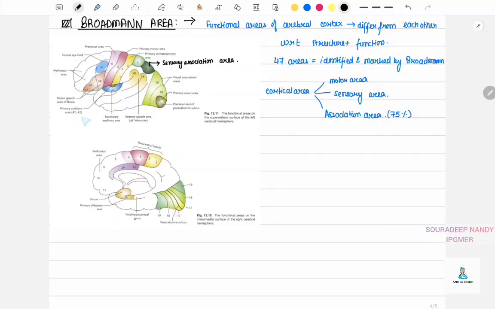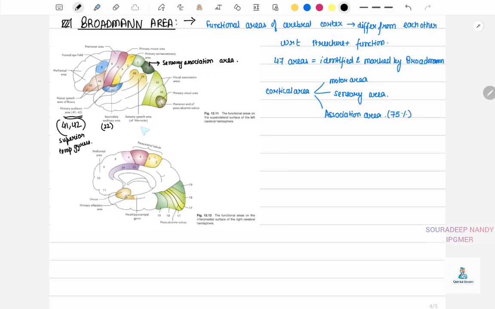Then here is the 41 and 42, the primary auditory area, which is present at the superior surface of the superior temporal gyrus, which is also called the Heschl's gyrus. Superior temporal gyrus or the Heschl's gyrus is the primary auditory area. Then the area 22 is the secondary auditory area.